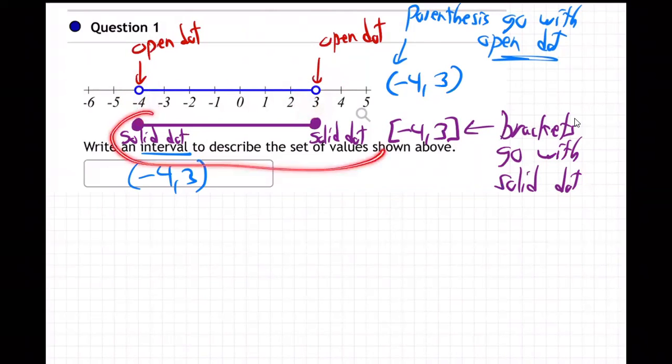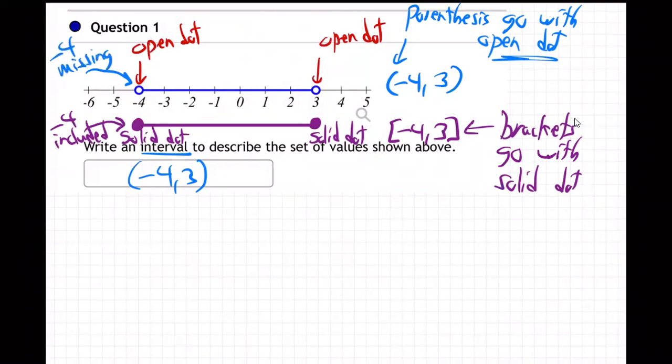Now on the solid dot version, which they did not give us, but they could, you would be including the endpoints. Does that make sense? So this means -4 included, whereas this one means -4 missing. So open dots means there's a hole there, it's missing.